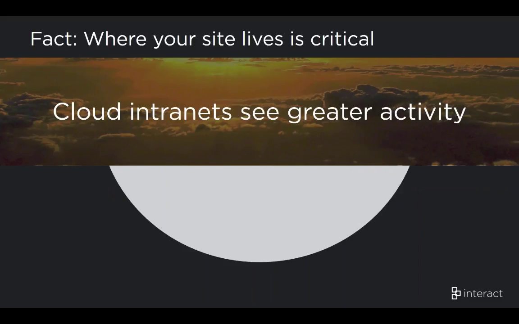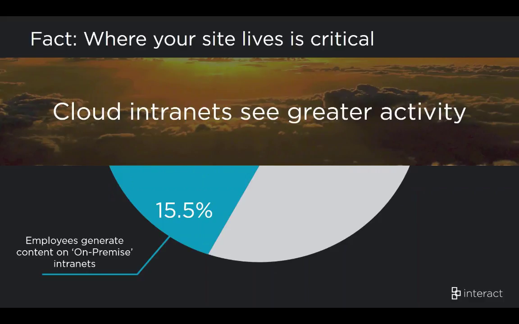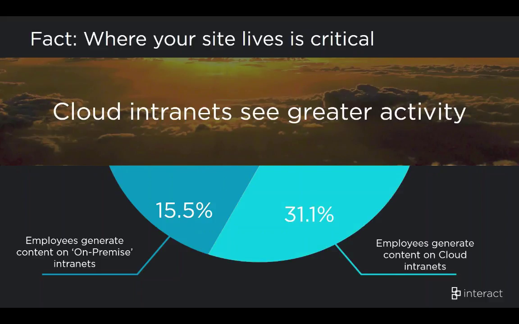So the fact is, cloud intranets see a much greater activity. If you analyze the number of employee-generated content pieces for on-premise intranets, we find that of all the content being published, about 15% is user-generated content, so 15.5%. When you analyze that on cloud intranets, it nearly doubles. You literally get 31.1% of employees generating content on cloud intranets. So this is a massive change.